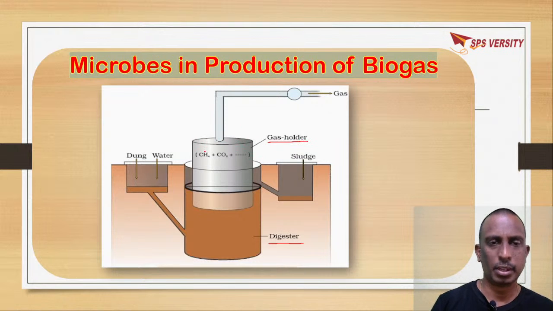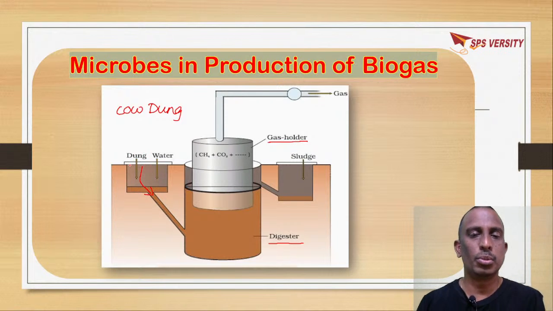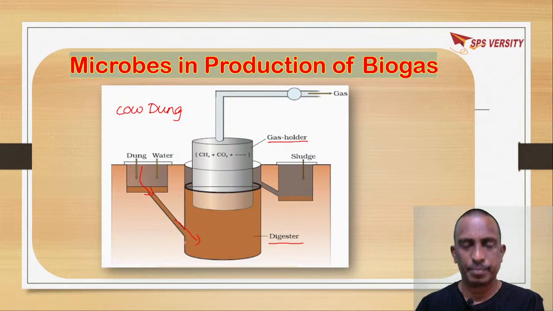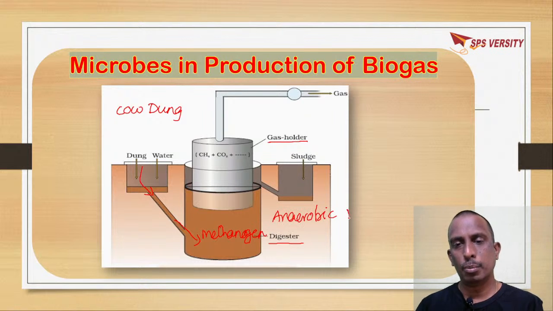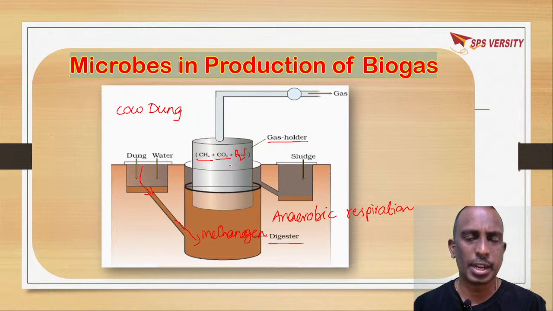Here the cow dung and buffalo dung, which come from cows and buffaloes, along with water, are sent into the digester. In cow dung and buffalo dung there will be methanogens, which will perform anaerobic respiration. During this anaerobic respiration process, methane, CH4, CO2, H2S, hydrogen, nitrogen, oxygen are released.